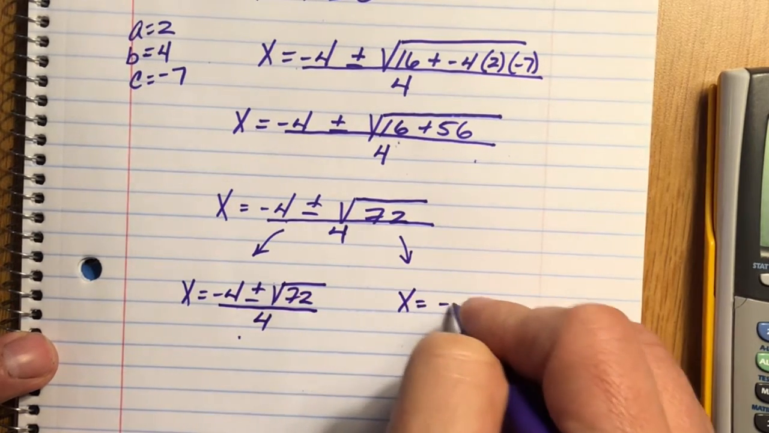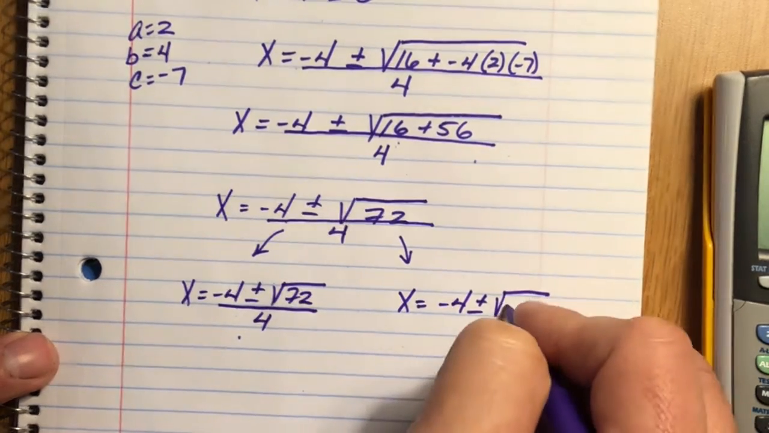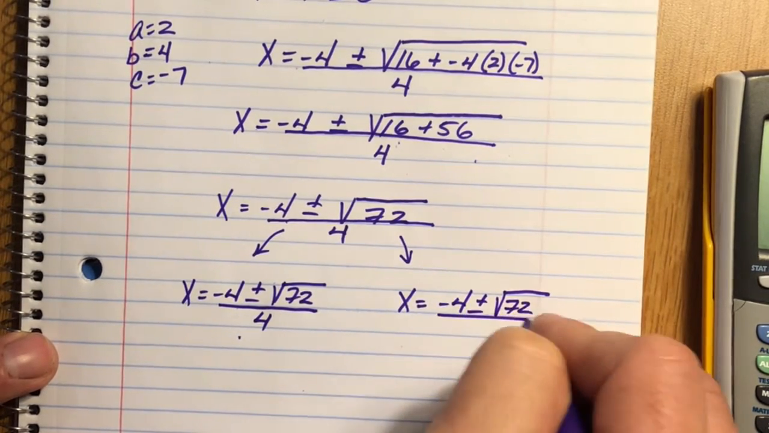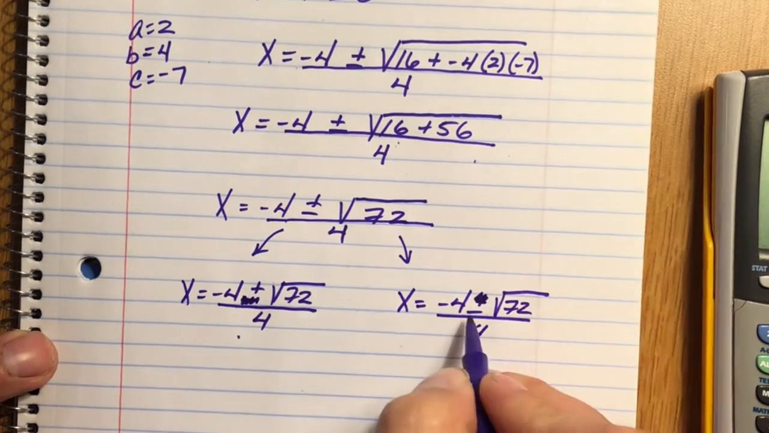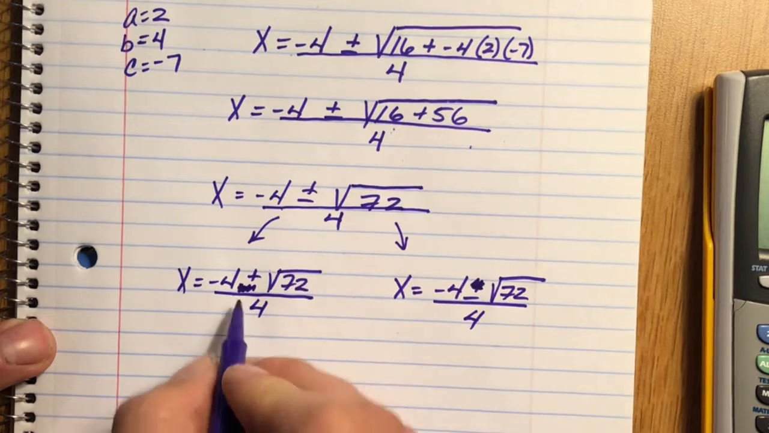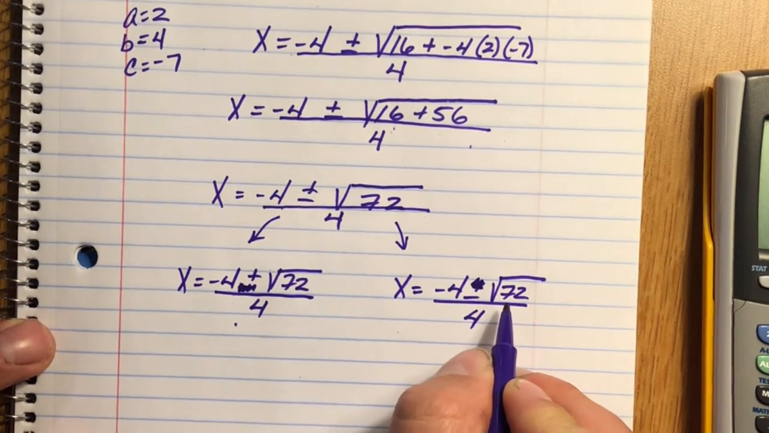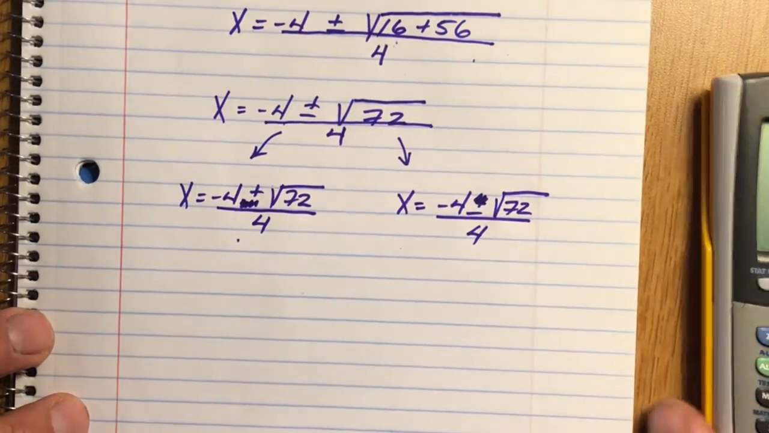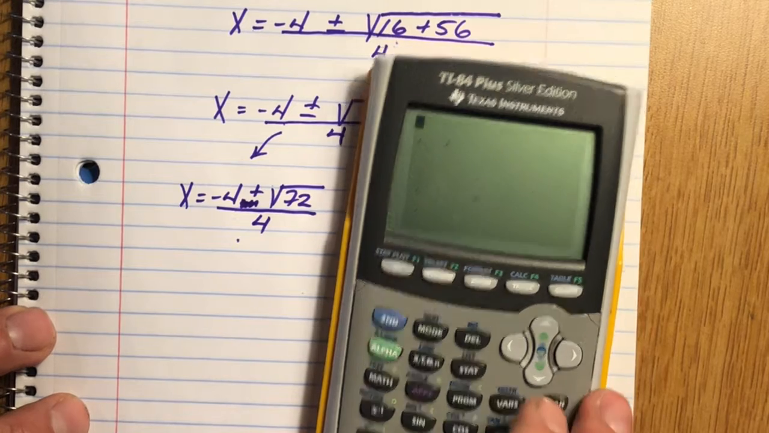And x equals negative 4 plus or minus the square root of 72 over 4. Let's keep the plus there and the minus there. That's why we're splitting them up. We're going to add the 72, then we're going to subtract the 72. All right, here we go. Take your calculators. Clear that out.